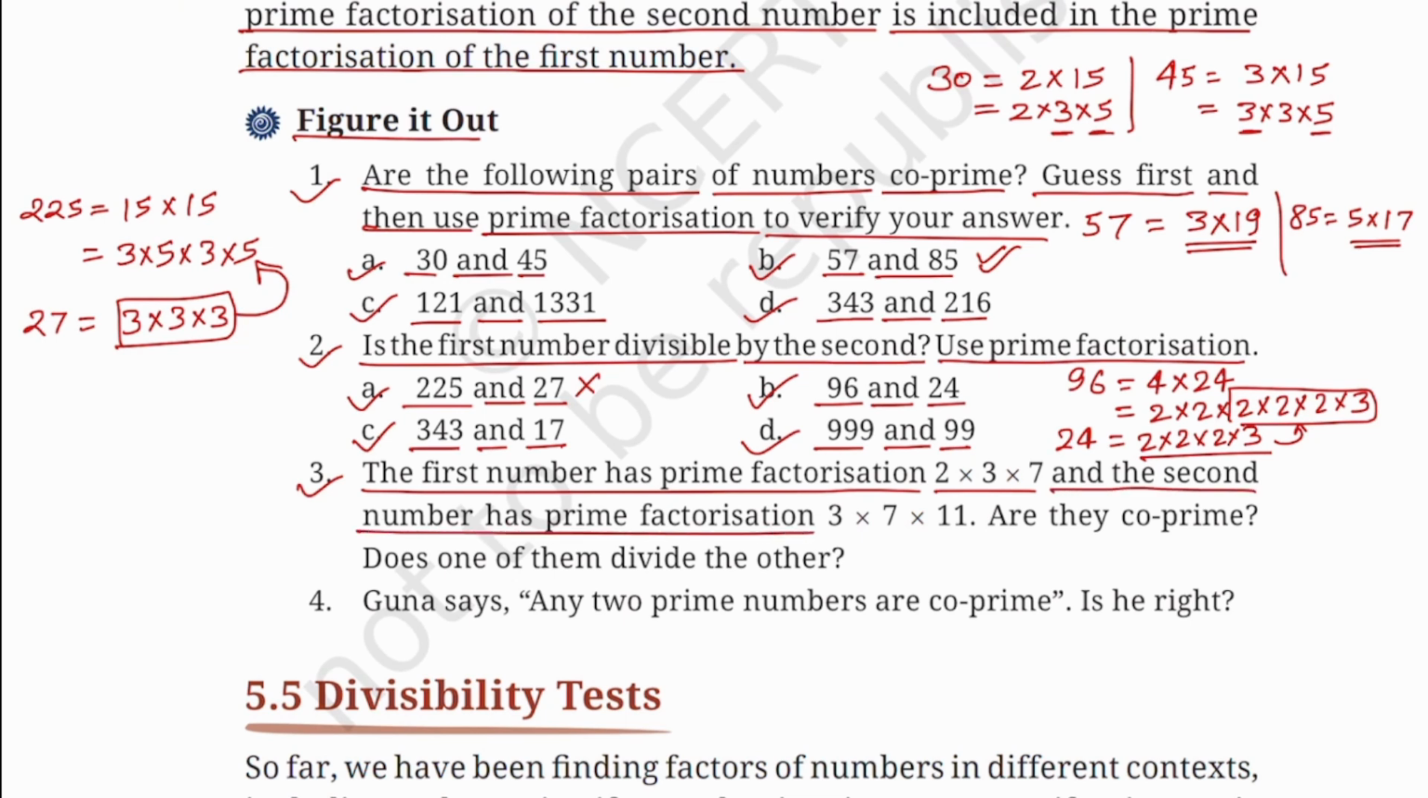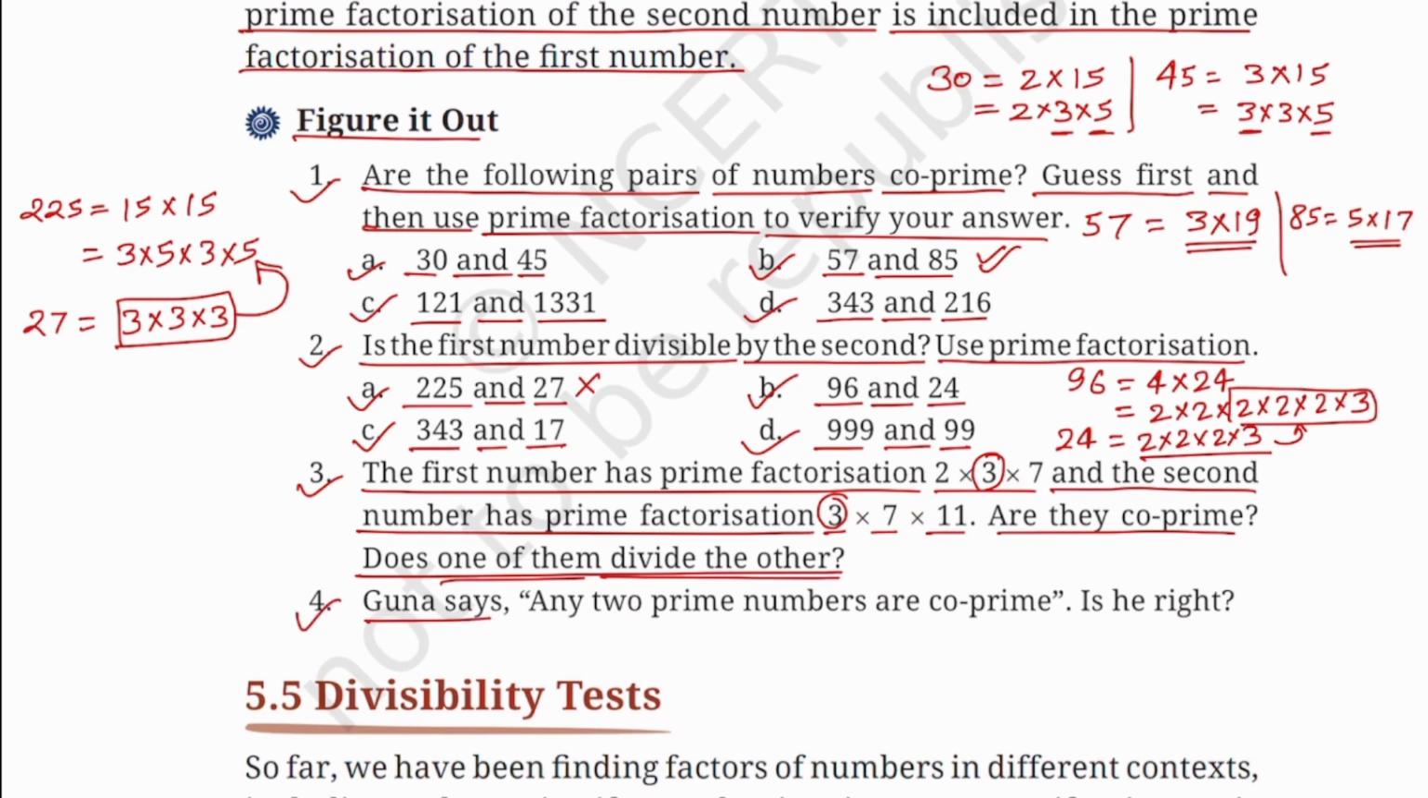3. The first number has prime factorization 2 into 3 into 7 and the second number has a prime factorization 3 into 7 into 11. Are they co-prime? Does one of them divide the other? Since they have 3 as a factor other than 1, they are not co-prime. And since all the factors of one number are not included in the factors of the other number, we can say one of them will not divide the other completely.